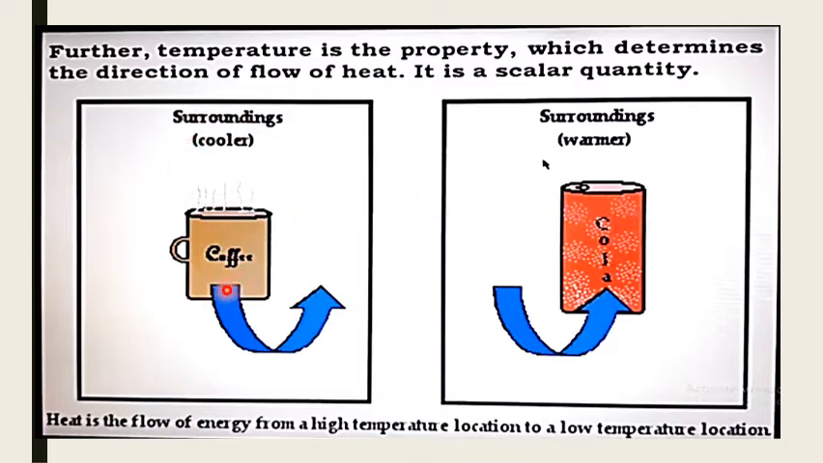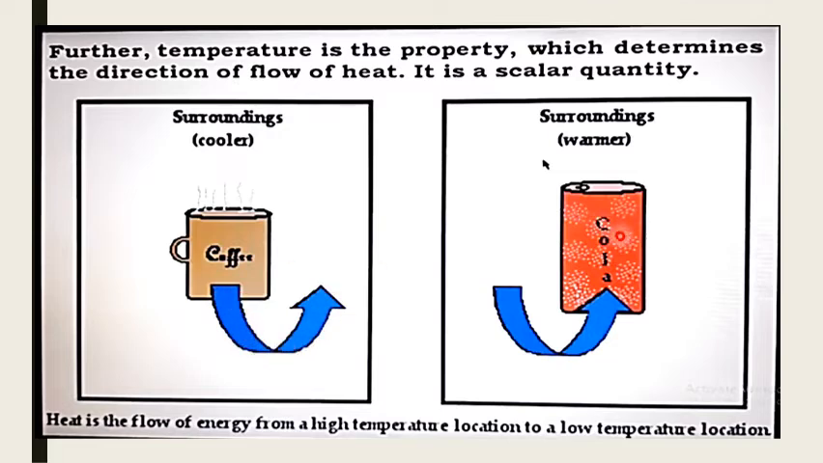Here you can see this diagram. A cup of hot coffee is there. The surrounding is cooler. So we know that heat always transfers from the hotter body to the colder body. Hotter body to the cold body. You can see here.